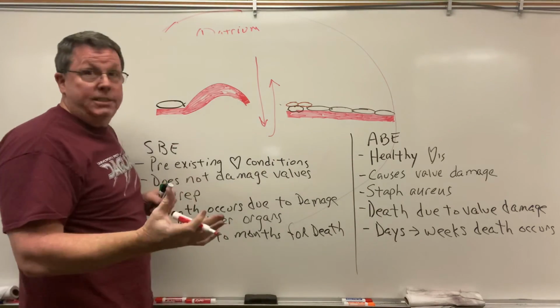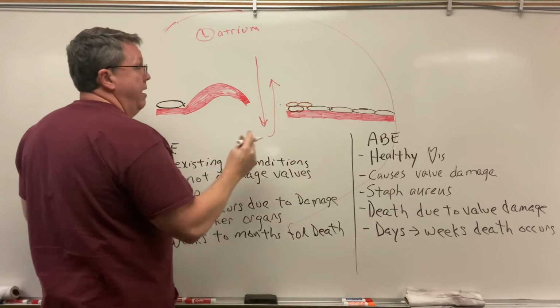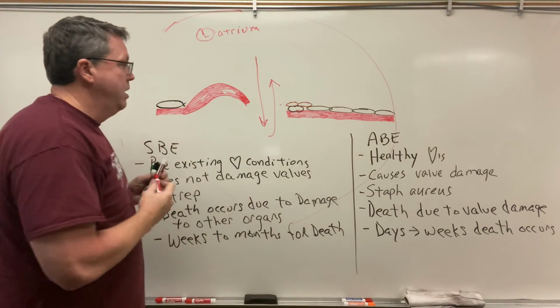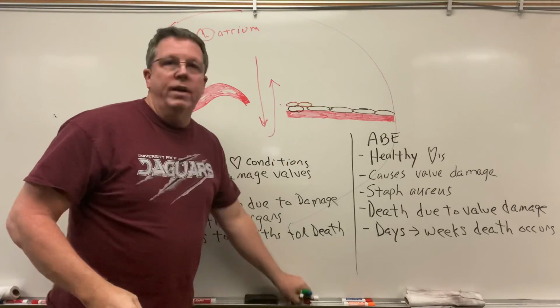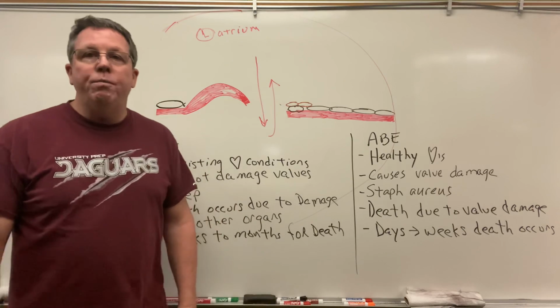And this can happen on the right side. I just have the left side right here, but it can happen on the right side too, okay? And that's basically what's going to happen in acute bacterial endocarditis. So you can see this one's going to be a lot more deadly because it just keeps growing and destroying the valves. So that's it for endocarditis, and I hope you enjoyed the video.